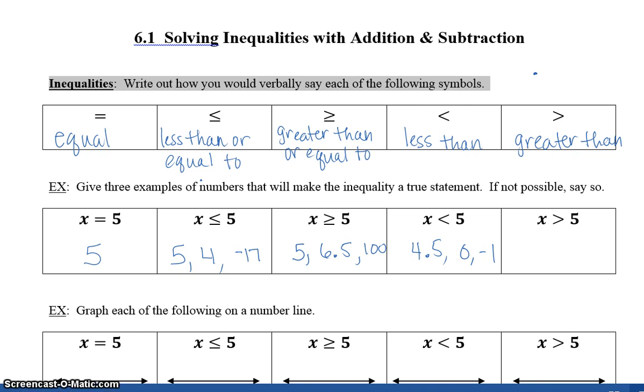Now the last one is where x is greater than 5. So again, it does not have the equal to part, so we may not use 5, but we could use 5.5. We could use 5.01. We could use 100. Anything that is greater than 5.